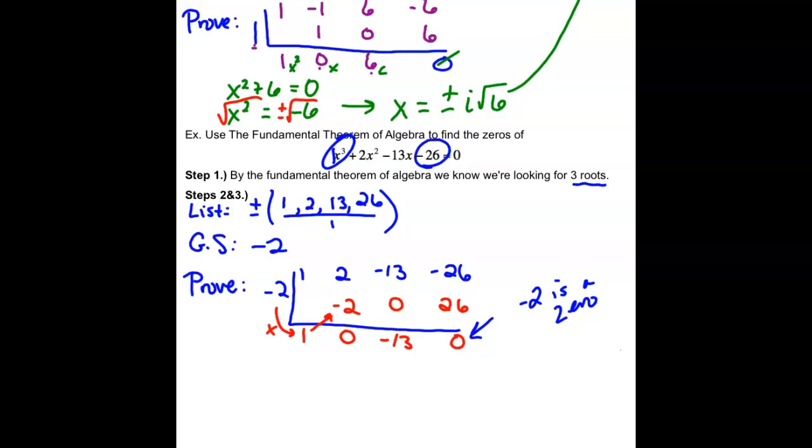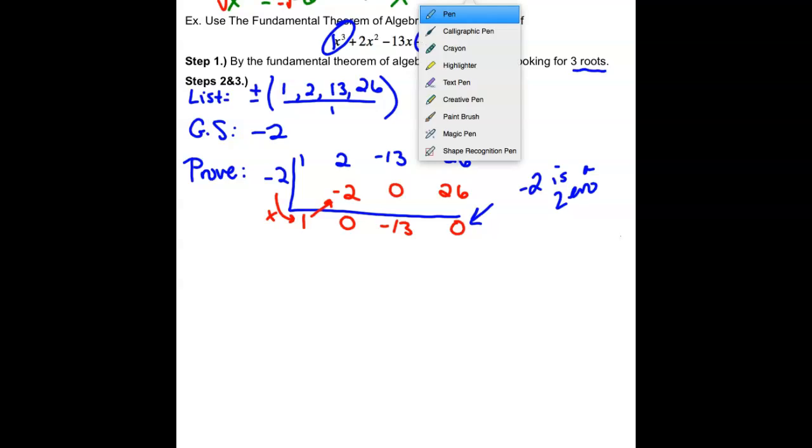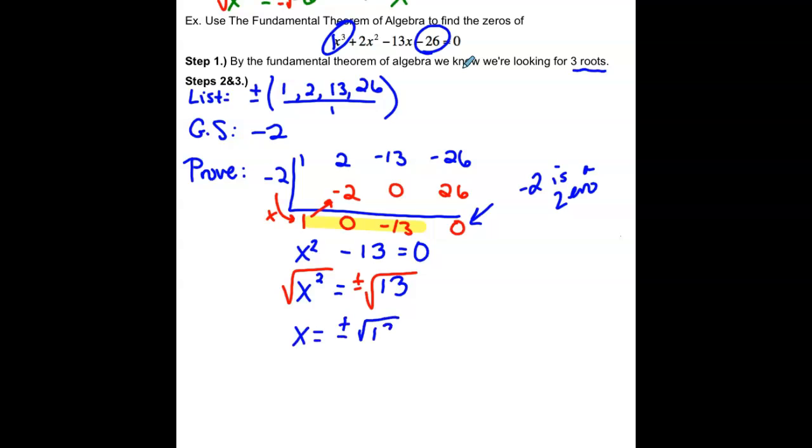Okay? But let's look at what we have left. It's important to analyze that because we still have 2 more zeros to find. So let's focus on this piece. We have an x squared, no x's, and a -13 as our constant. And we need to find zeros of that. So we're going to add the 13 to the other side. We're going to square root. So we end up with x equaling positive or negative the square root of 13.